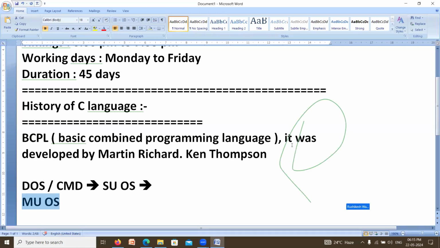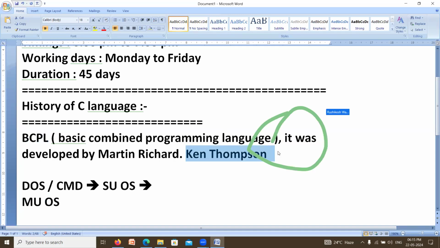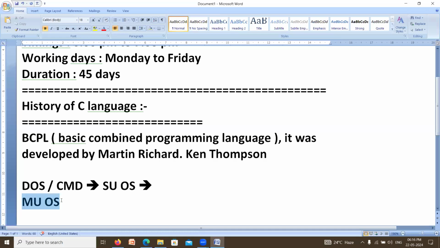Because, my dear friends, don't write anything on screen, right? So they failed. Why? Because BCPL is a language which doesn't have any capacity to build this operating system. Then Ken Thompson and the team developed a new programming language. Please don't write anything, please. Who is writing? Rishikesh. Rishikesh, don't write anything. Right. So they failed to develop this multi-user operating system because this language doesn't have that capacity.